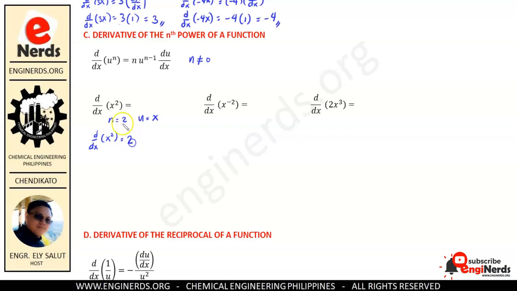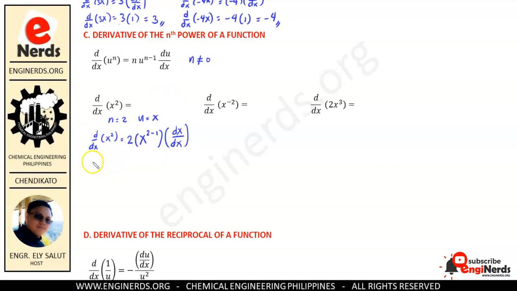It's equal to 2. And then our u, which is equal to x. And then we have the exponent, which is n minus 1. So our n is equal to 2, so 2 minus 1. And then we will take the derivative of the base of the exponent, which is x. So we have here dx over dx, and we know that this is equal to 1, right?